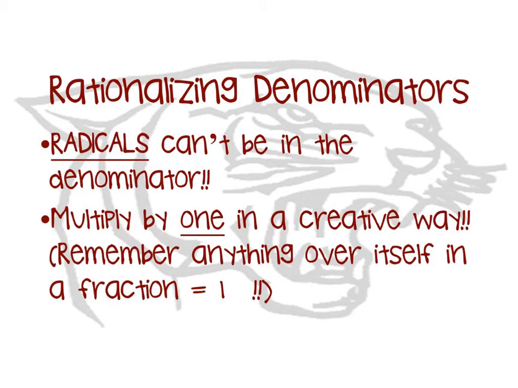If you remember, anything over itself in a fraction is equal to 1. 1 over 1 equals 1. 2 over 2 equals 1. 5 over 5 equals 1. 387 over 387 equals 1. Square root of 5 over the square root of 5 equals 1. So let's look at this in action.